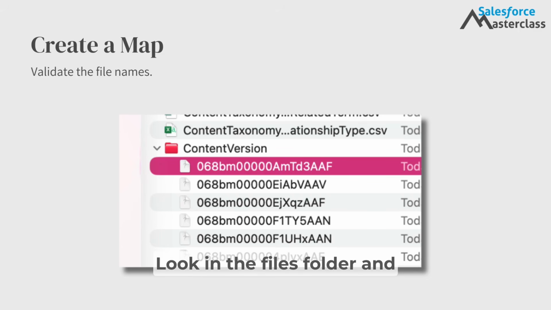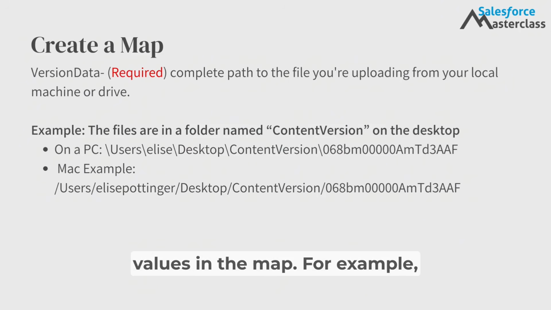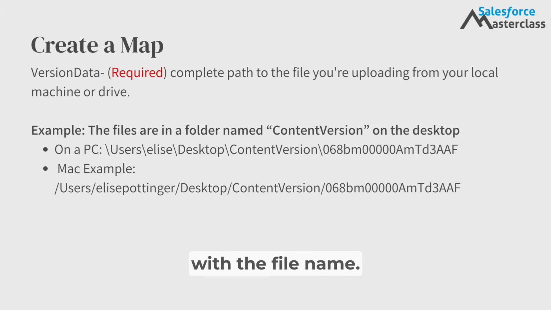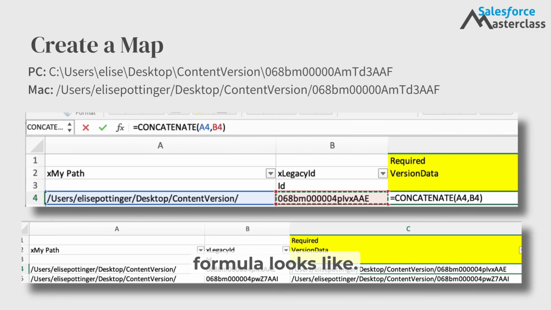Look in the files folder and validate the file names so you can create the version data values in the map. For example, if the files are in a folder on your desktop named content version, you will create a version data field in the map that concatenates the local path with the file name. This will be the complete path to each file. Here's what the concatenation formula looks like. After you drag it all the way to the bottom, copy and paste the column values to remove the formula.